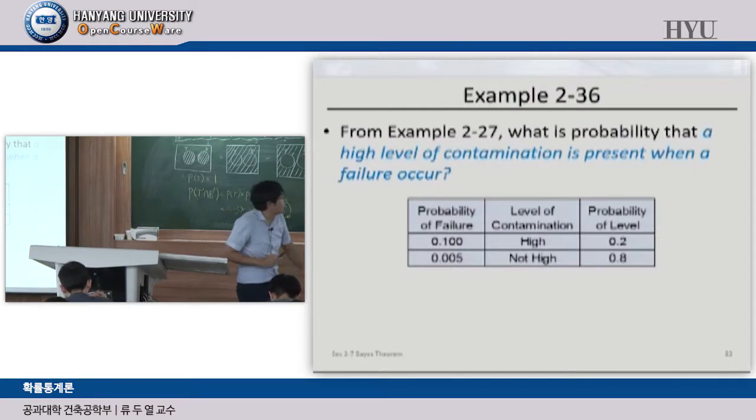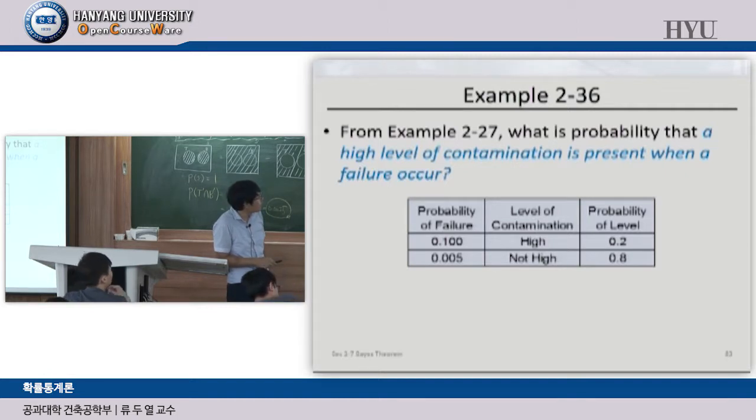And this is the example. Example 2-36. From the previous example 2-27, what is the probability that a high level of contamination is present when a failure occurs? And this is the probability of failure. And this is the level of contamination. And this is the probability of level.